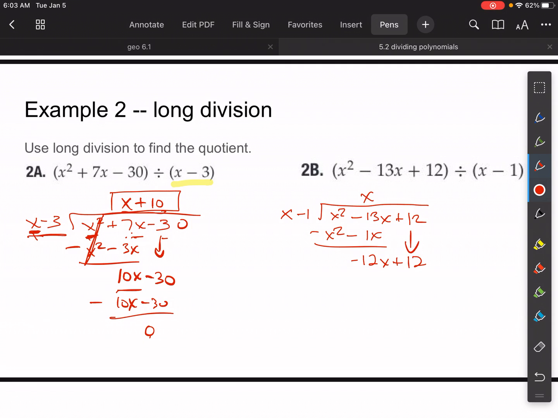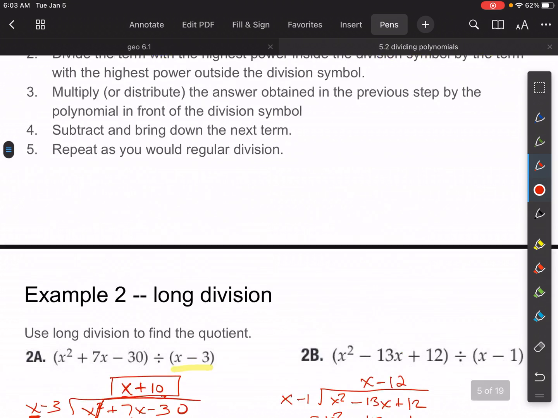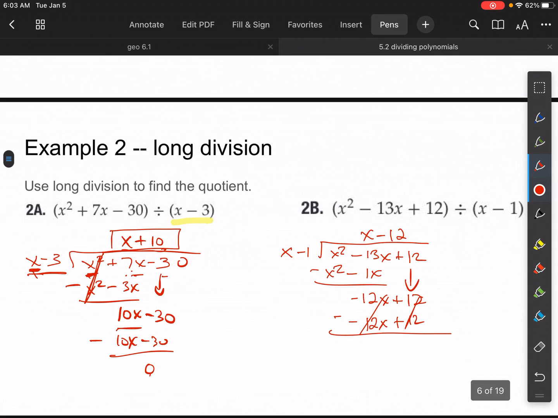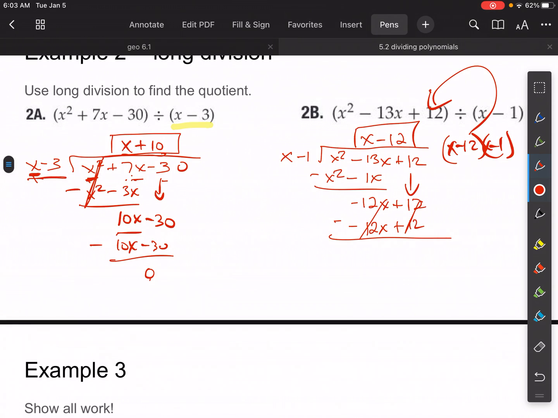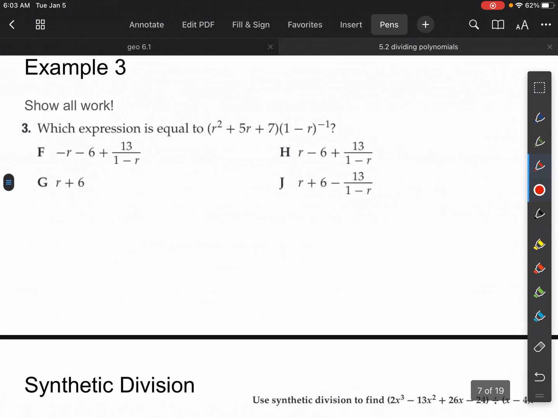I'm going to bring this down. X goes into negative 12x negative 12 times. When I multiply that out, I get negative 12x plus 12. When I subtract that, this goes away, oops, sorry. And this is my answer. So again, x minus 12, if you multiply that by x minus 1, you should get this back. Okay, so we're using long division to kind of actually factor this, right? It's a form of factoring actually, and I'll talk more about that in a future lesson.